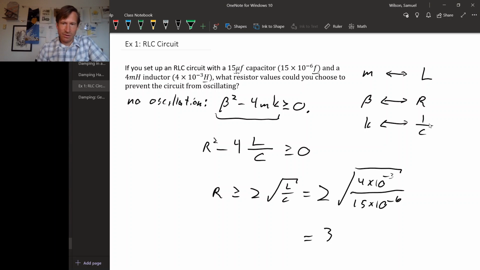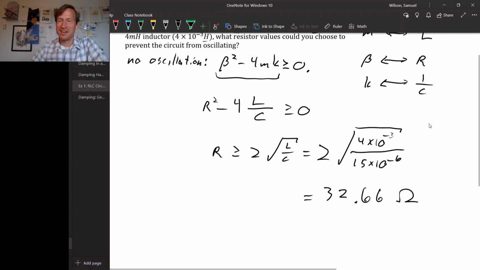And I get 32.66, rounding off a little bit, ohms. So we need a resistor that is at least 32.66 ohms, which is a pretty weak resistor, actually. Resistors often come in hundreds, thousands, or even millions of ohms. So a 32 ohm resistor is not that big.